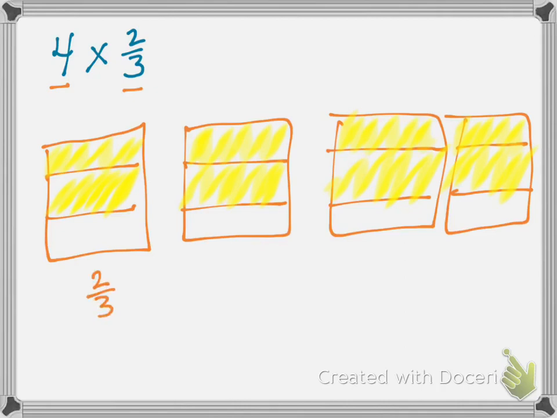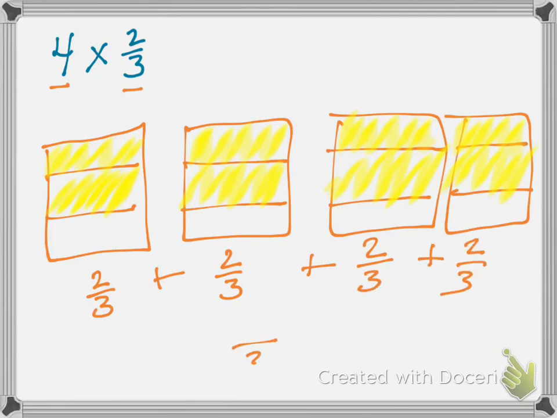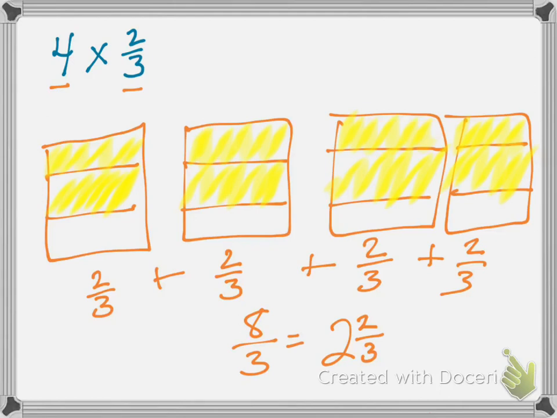So we have 2/3 plus 2/3 plus 2/3 plus 2/3, and we get 1, 2, 3, 4, 5, 6, 7, 8, 8/3, which then simplifies. 8 divided by 3 is 2, we have 2 left over. 2 and 2/3 for our final answer there. So that is a quick reminder on how to multiply whole numbers by fractions and fractions by fractions using the area model or drawings.